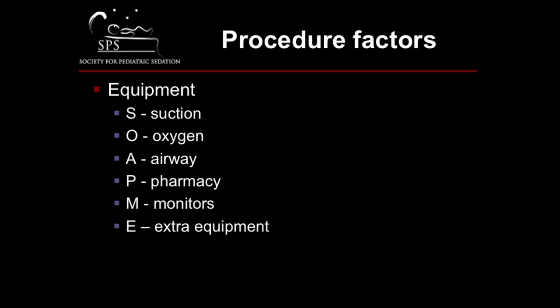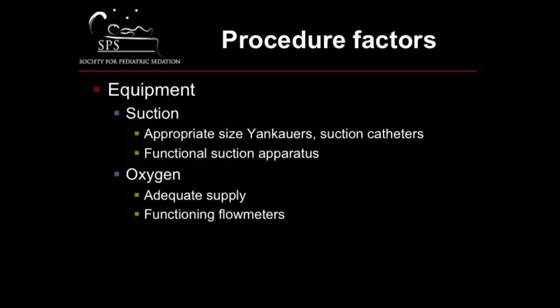In terms of equipment and supplies, there are some basic airway intervention supplies that have a number of different associated acronyms. One of the more popular is SOAP-ME, which covers suction, oxygen, airway equipment, pharmacy, monitors, and extra equipment. Reviewing this list in more detail, in terms of suction, we should have both Yankauer and smaller bore suction catheters available, as well as functional vacuum apparatus. We should have a guaranteed adequate oxygen supply system with flow meters. These should be checked for working condition before the sedation begins each and every time.